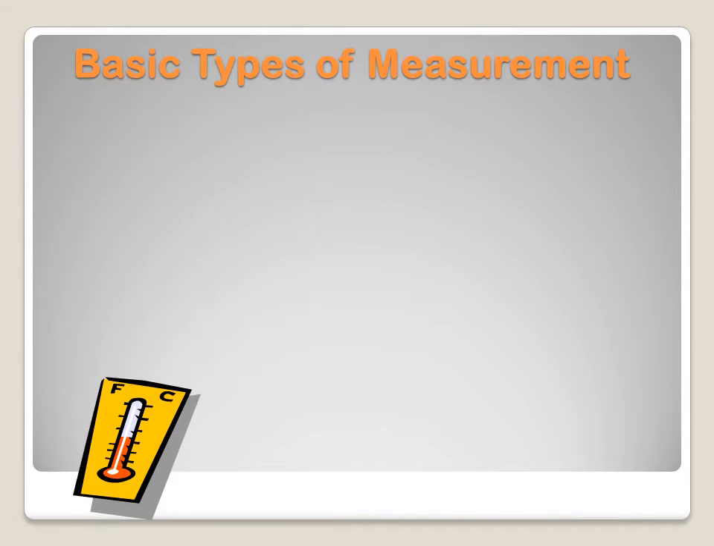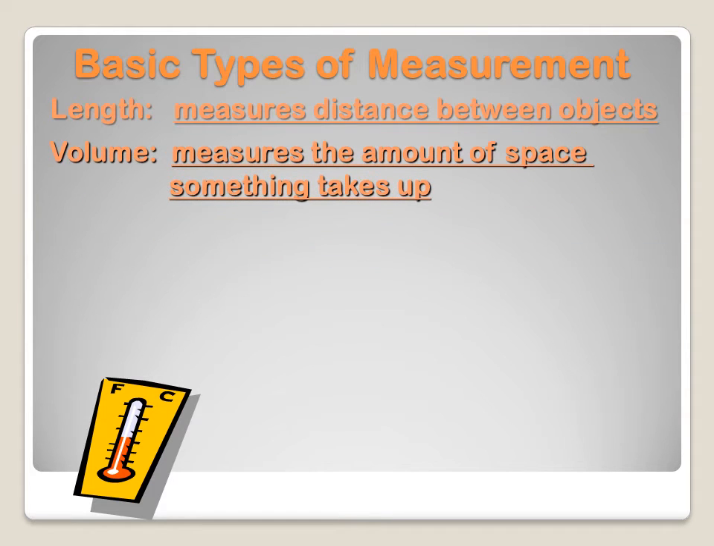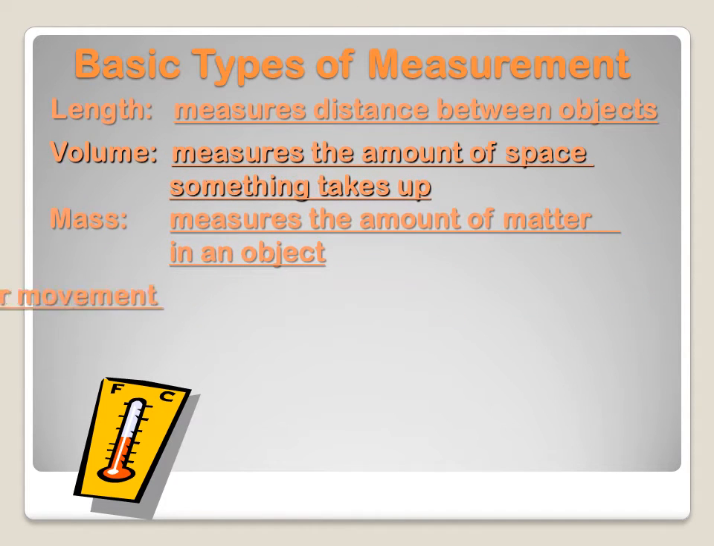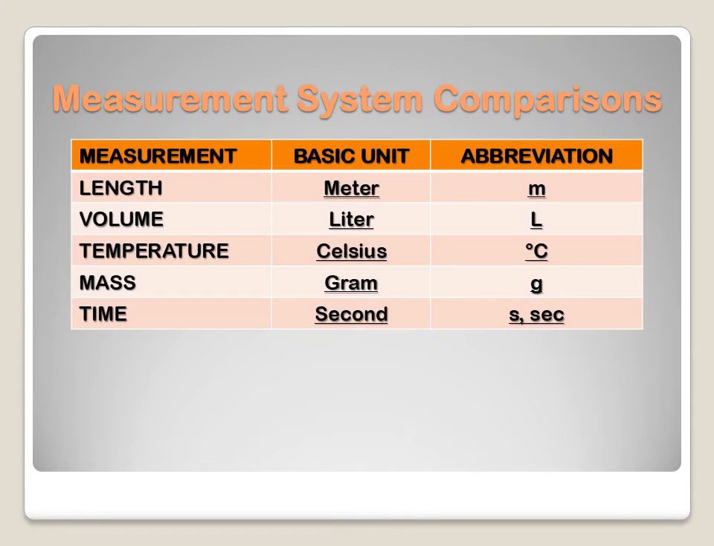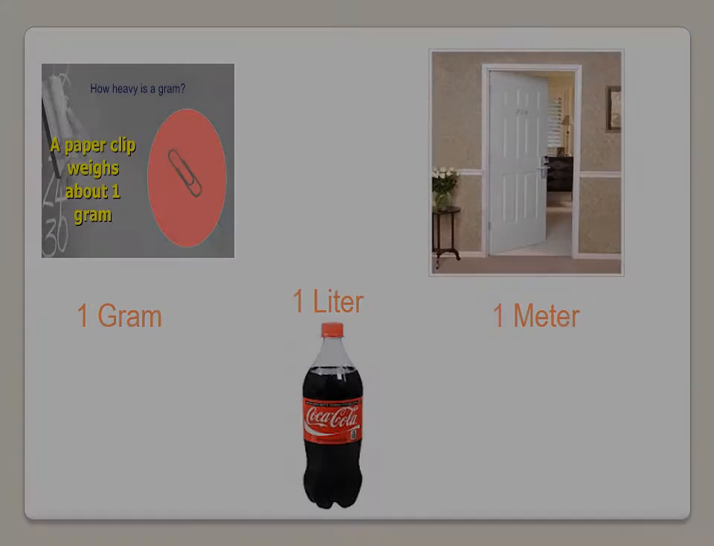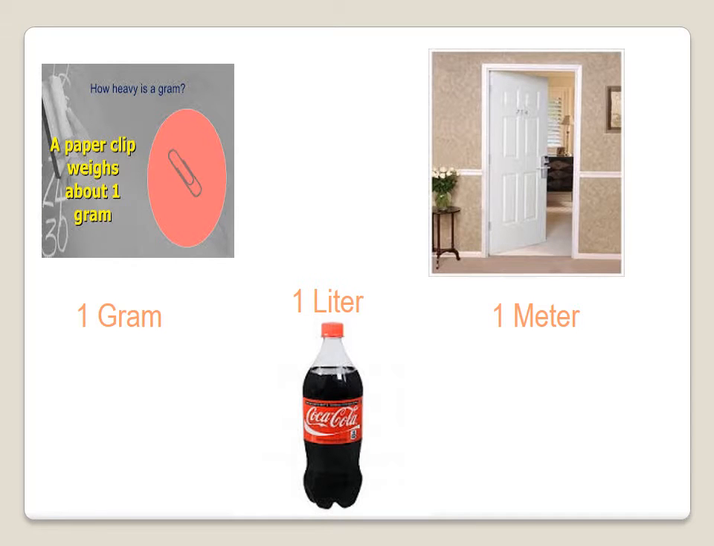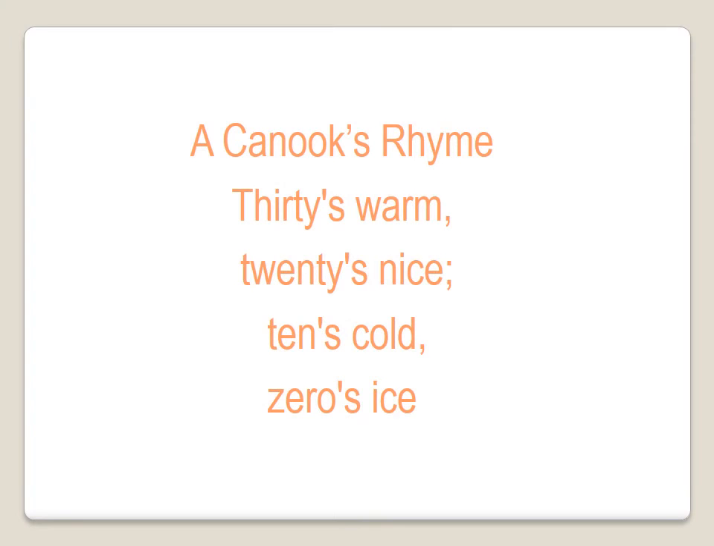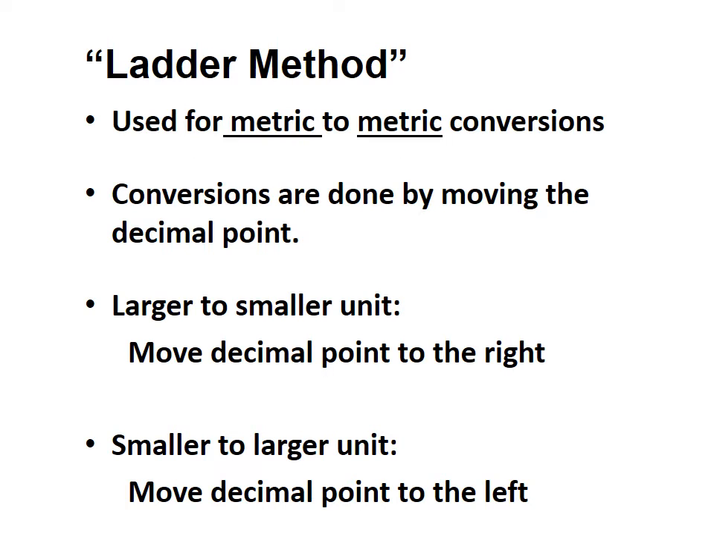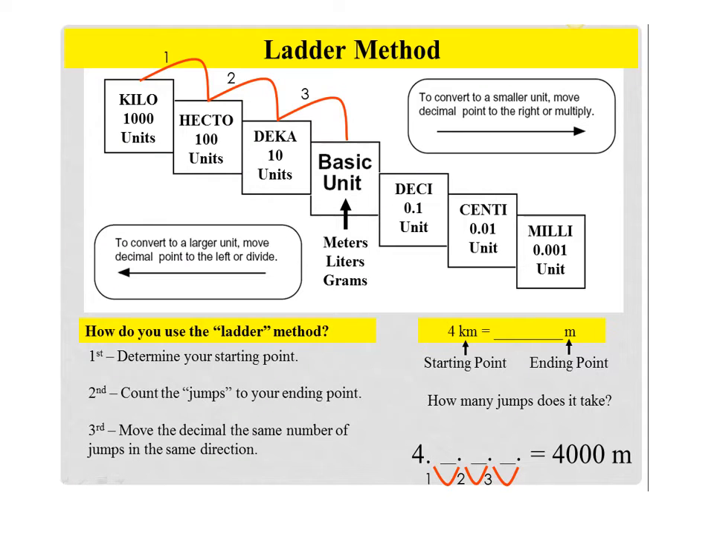Basic types of measurements. See this: measurement, basic units, abbreviation. 1 gram, 1 liter, 1 meter. We will apply this ladder method. You can see here: kilo, hecto, deca, basic unit, deci, centi, milli.